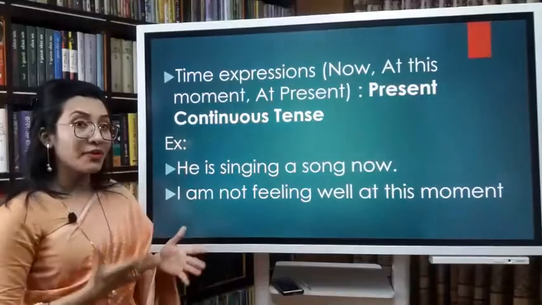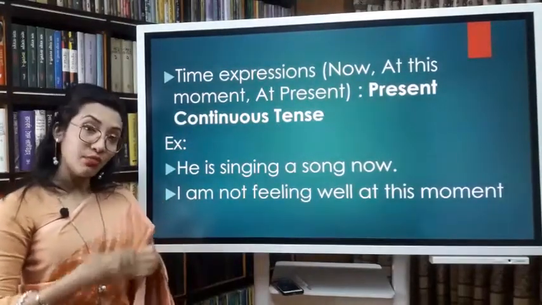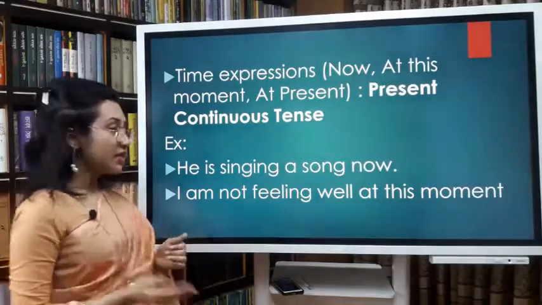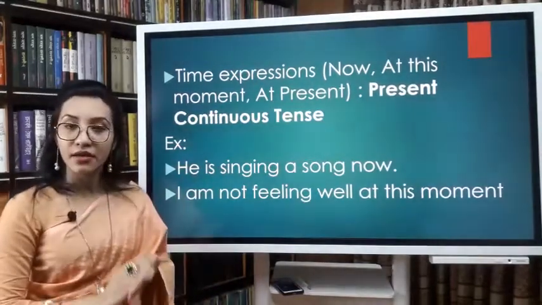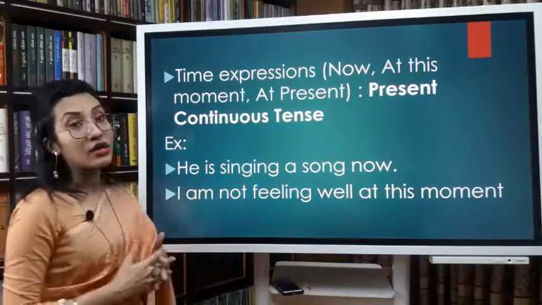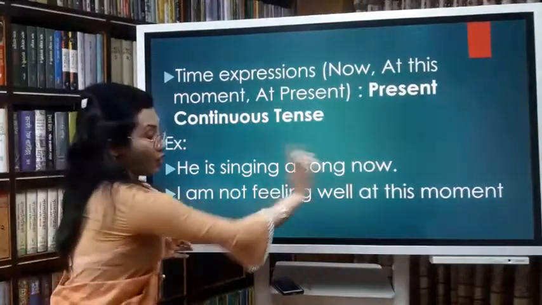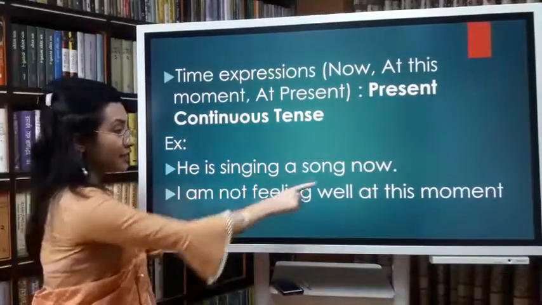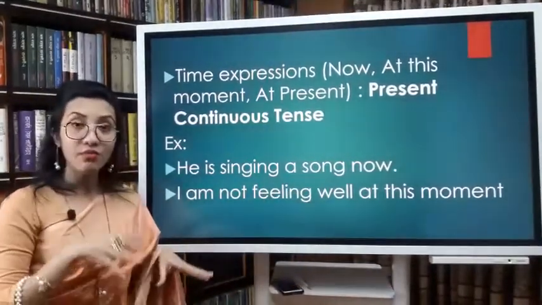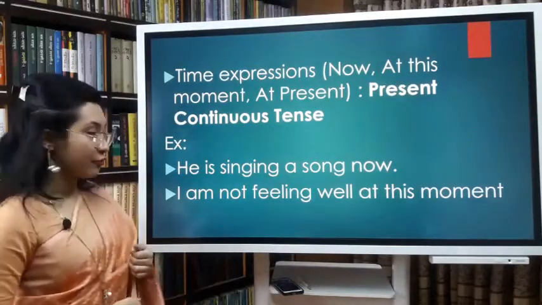নাও, অ্যাট দিস মোমেন্ট, অ্যাট প্রেজেন্ট বলতে আমরা কি বুঝাই? এই মুহূর্তে। তার মানে এই মুহূর্তে যে কাজটি চলছে সেটি আমরা প্রেজেন্ট কন্টিনিউয়াস টেন্স দিয়ে দেখাতে পারি। ফর এক্সাম্পল, he is singing a song now. Now the expression that you have to focus on is now, or in the second example, at this moment, right now, এই মুহূর্তে যে কাজটি চলছে। In this type of time expressions, what have we done?